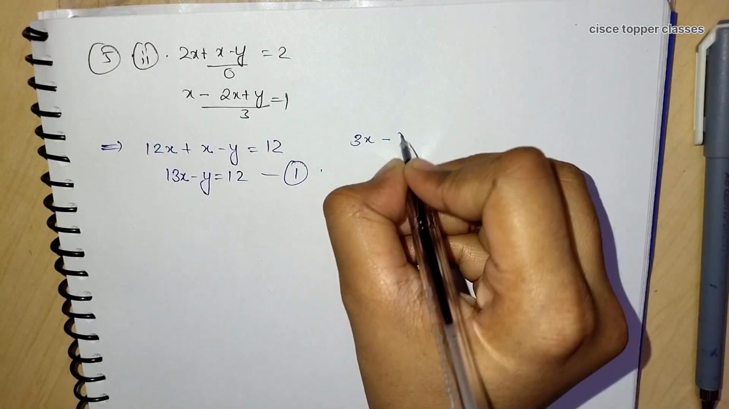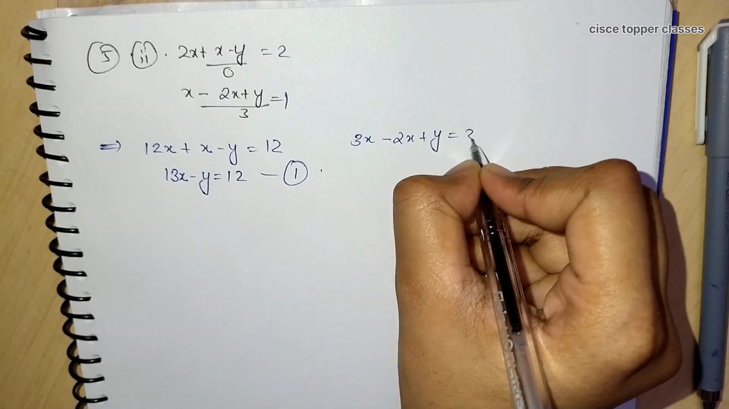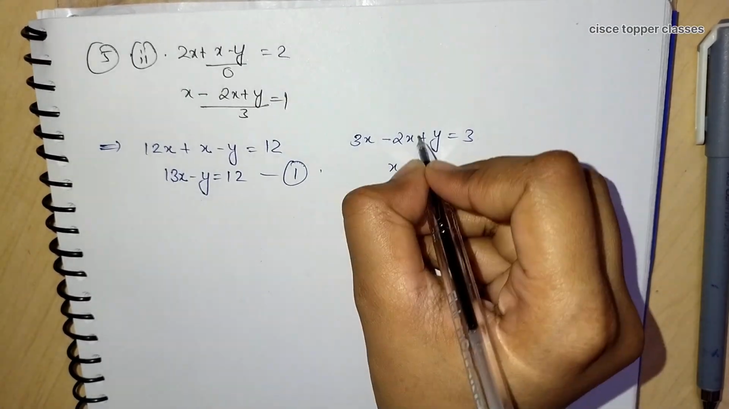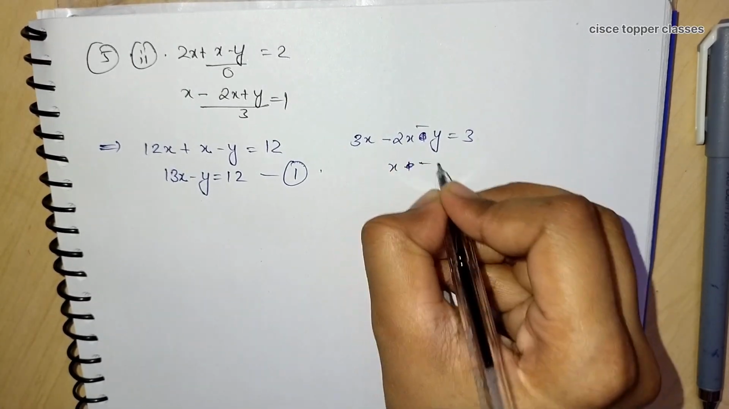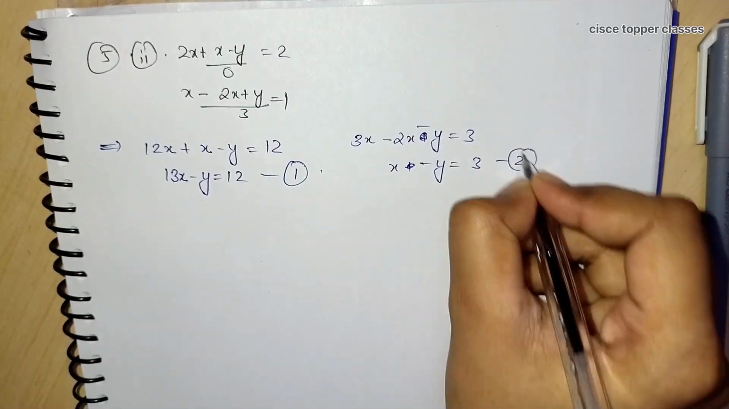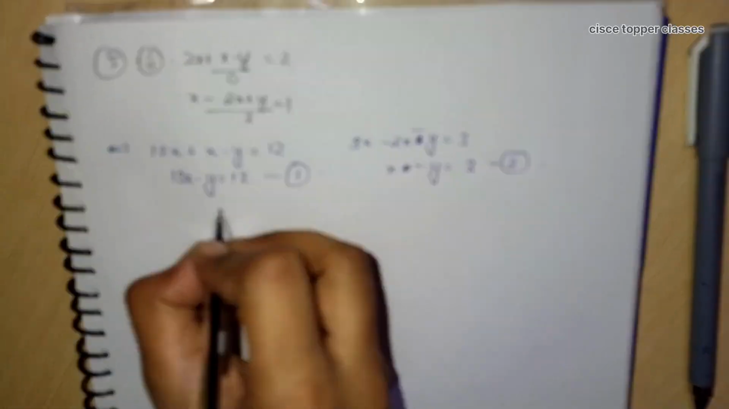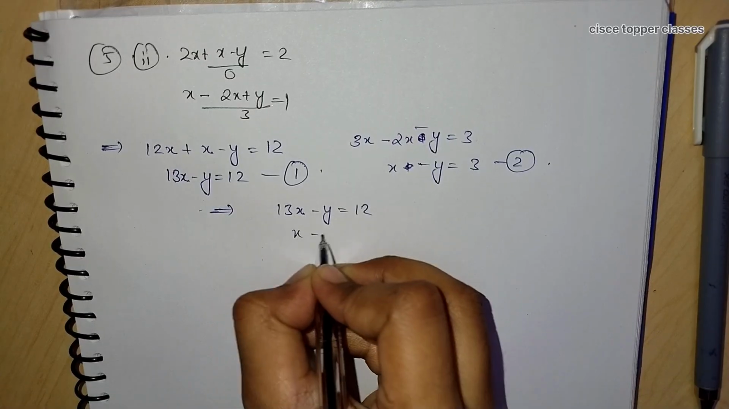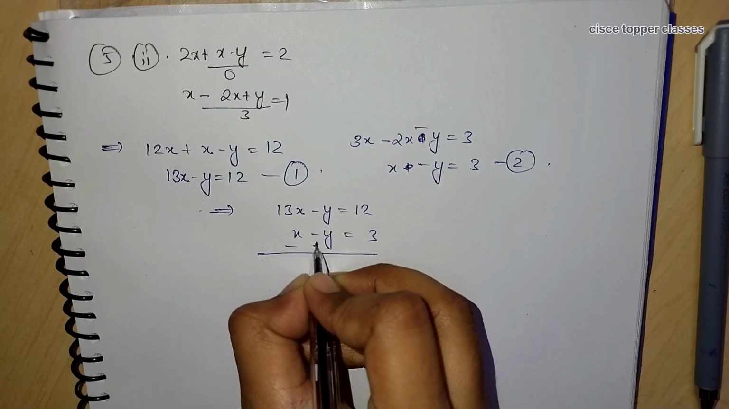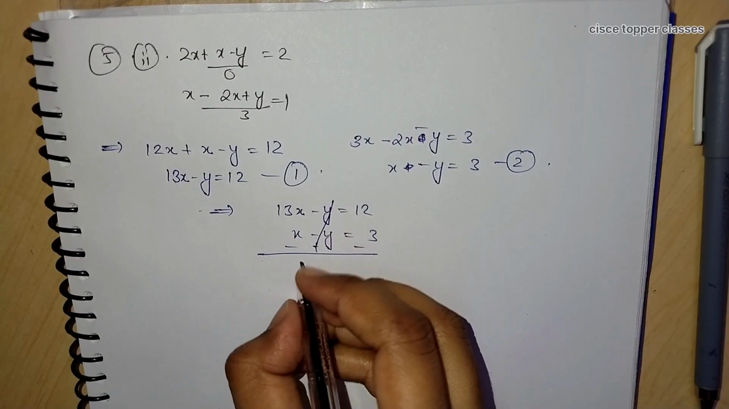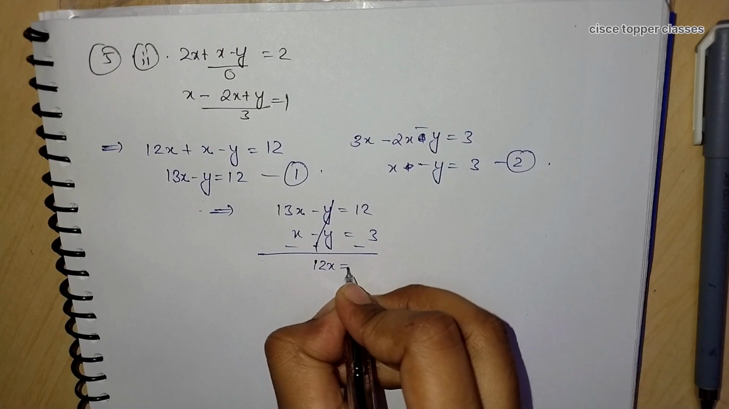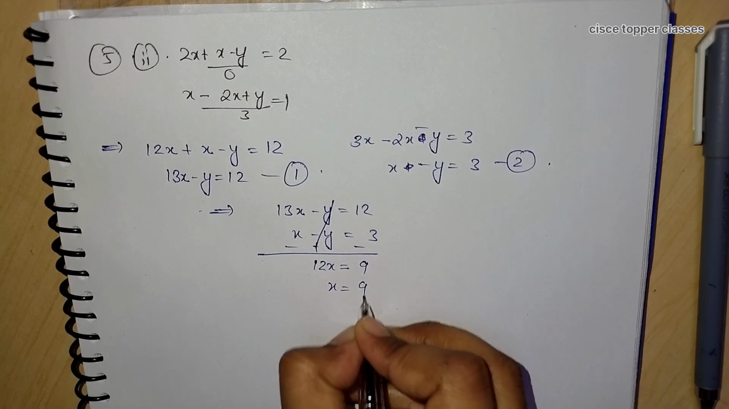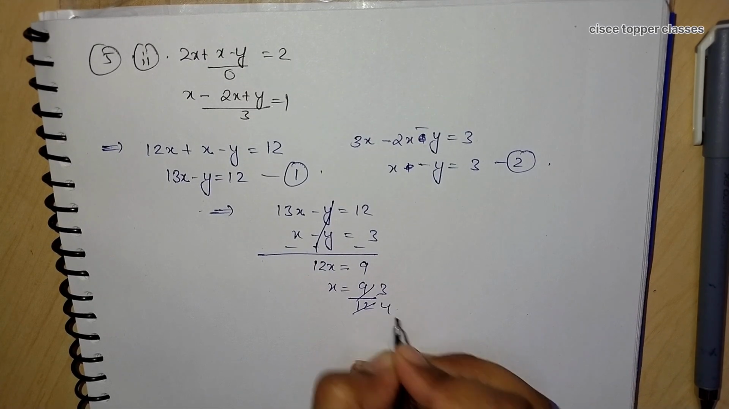Here 3x minus 2x plus y is equal to 3. So x minus y equal to 3. Put it as the second equation. Now we will subtract this to cancel out y. So 13x minus y equal to 12, here x minus y equal to 3, minus plus minus here. So this will be cancelled out. Here we will get 12x equal to 9. So x is equal to 9 by 12, which is 3 by 4.